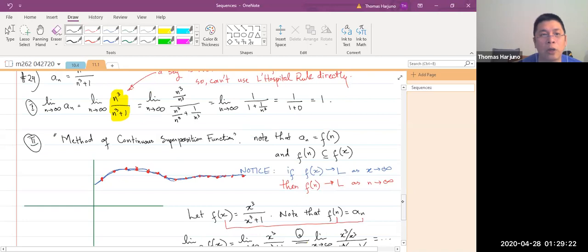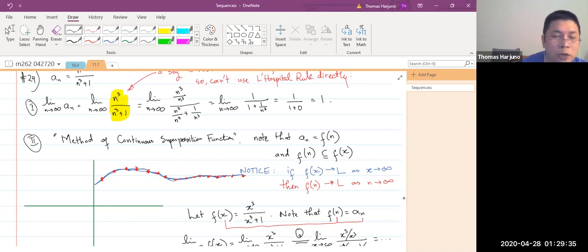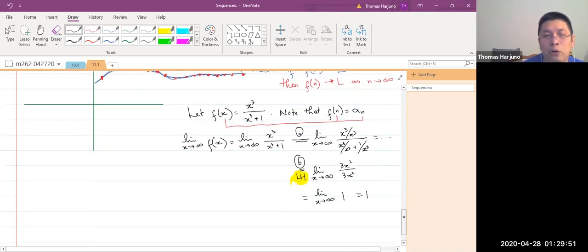Okay, my point in this number 24 is, if you insist on using L'Hopital's rule, you need to first find a continuous function whose f(n) equals the sequence. So you can do it this way.